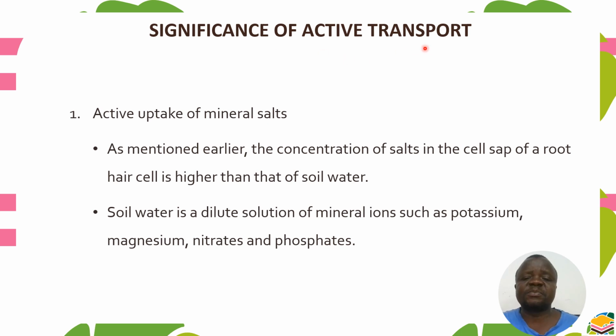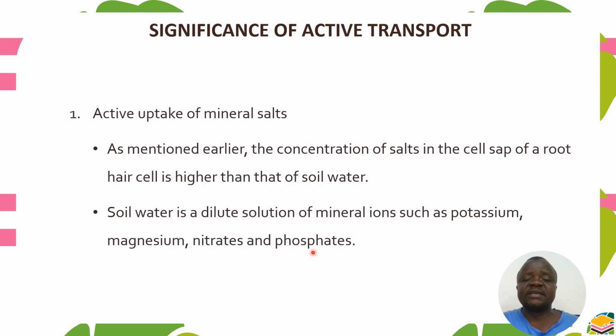Significance of active transport. Why active transport? Very important. Number 1, active uptake of minerals. Active transport facilitates the absorption of mineral salts from the soil into the root hairs. As mentioned earlier, the concentration of salts in the cell sap of the root hair cell is higher than that of the soil water. Soil water is a dilute solution of mineral ions such as potassium, magnesium, nitrates, and phosphates.